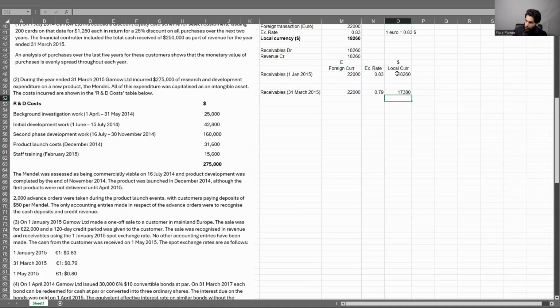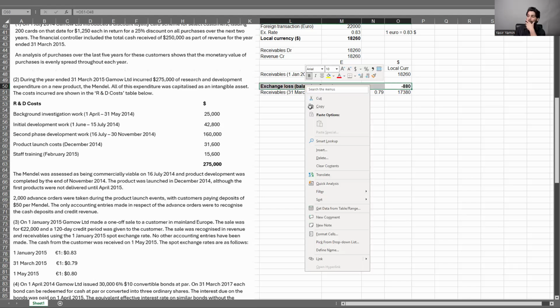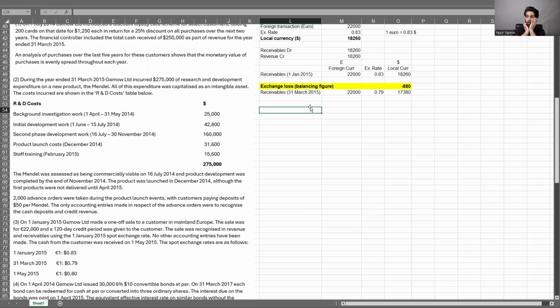So at the year end, the dollar equivalent receivable that you have is 17,380. Previously, it was 18,260. Now it is 17,380. That means the value of your receivables has been lost due to the exchange rate. As a balancing figure, you calculate an exchange loss, which is 880. Is this clear to everyone? It's a loss. Your receivables were previously 18,260. Now they are 880 less, at 17,380. Right? It's a loss. What should be the accounting entry?